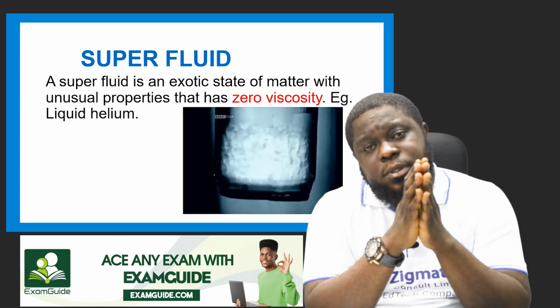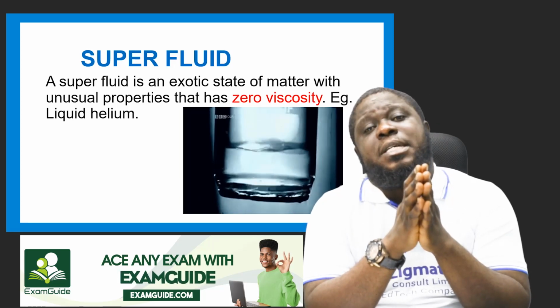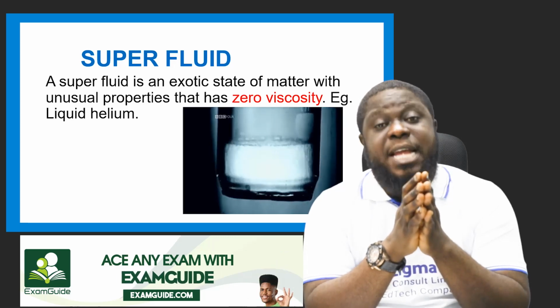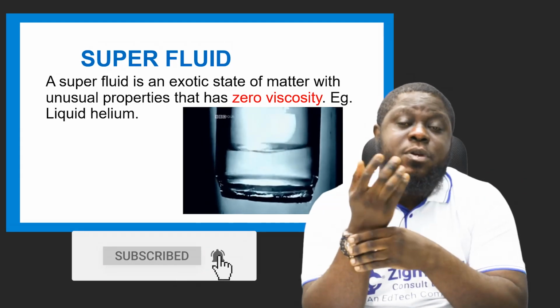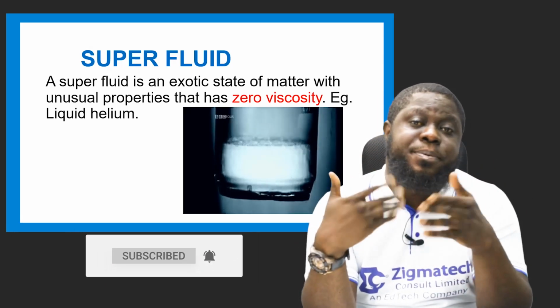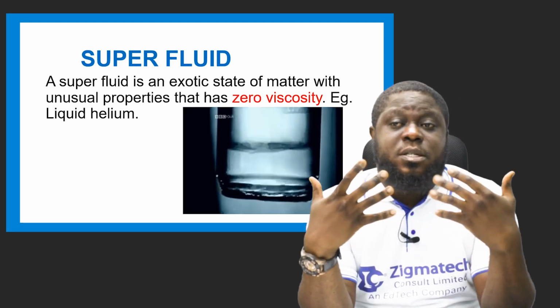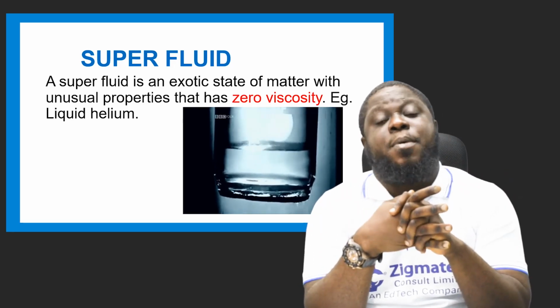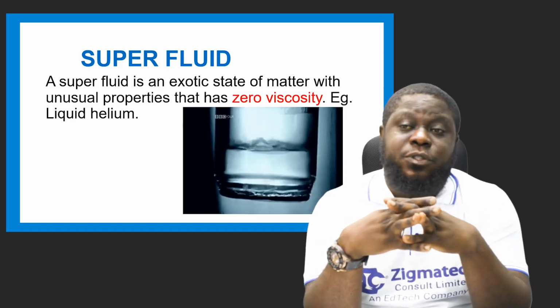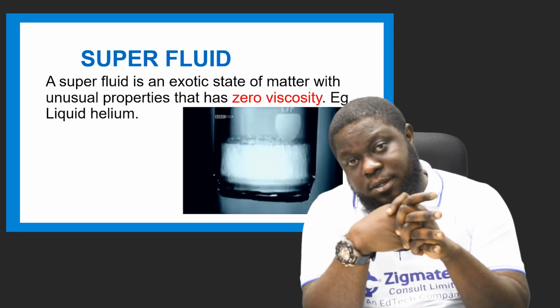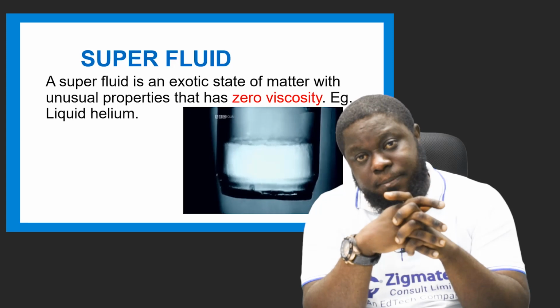A fluid is any substance that deforms under shear stress. That shear stress is force. So when force is applied on a fluid, it deforms. It loses its shape. Okay? It loses its physical properties. And fluids are subsets of liquid, gas, and plasma.